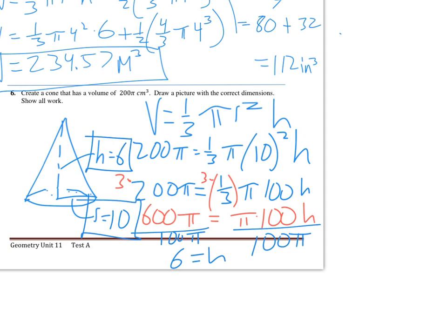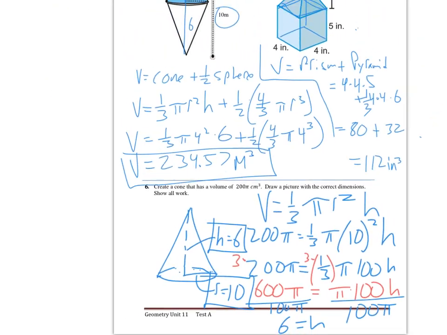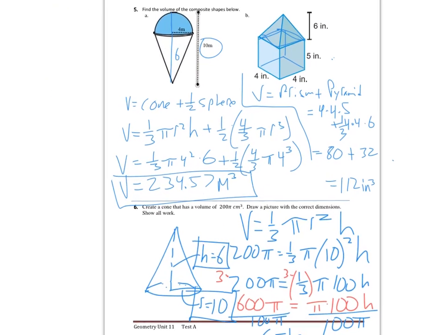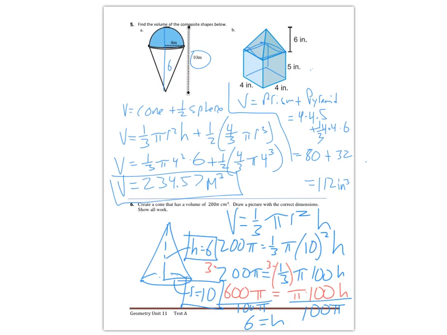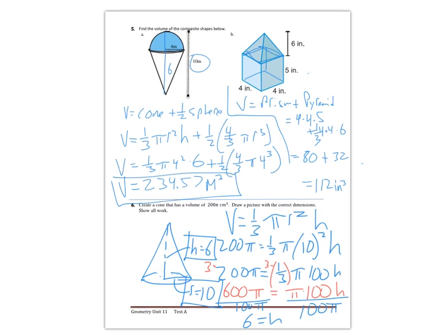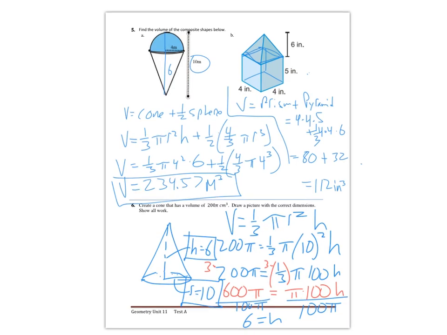All right. You can do it lots of different ways. You can also pick the height. In fact, on the other answer key that you may have seen, I think we went with the height and then solved for the radius. That works too. That might be a little easier. So two ways to go there. Lots of choices. You pick one and solve for the other.